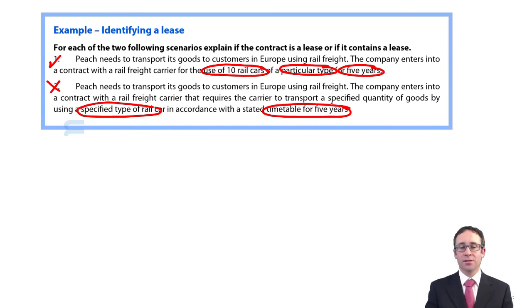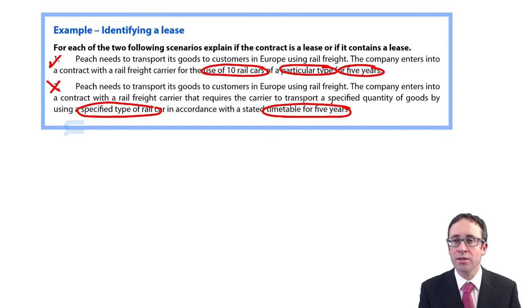So in this instance there are substitution rights. We don't have control. We don't have the ability to direct the use. We do not have substantially all of the economic benefits, so therefore there is no lease, and therefore IFRS 16 would not apply.